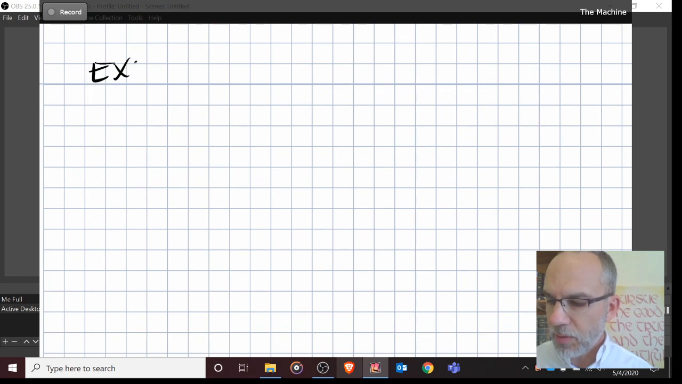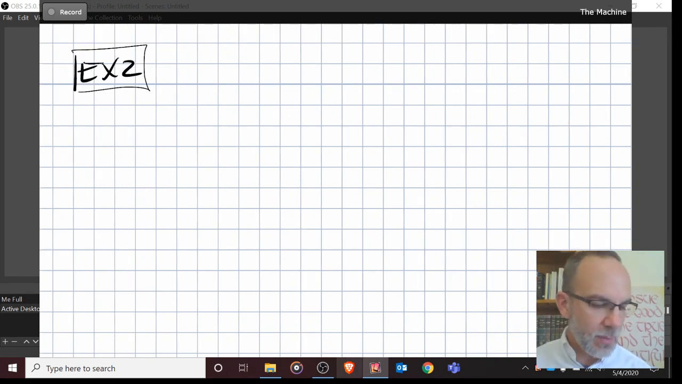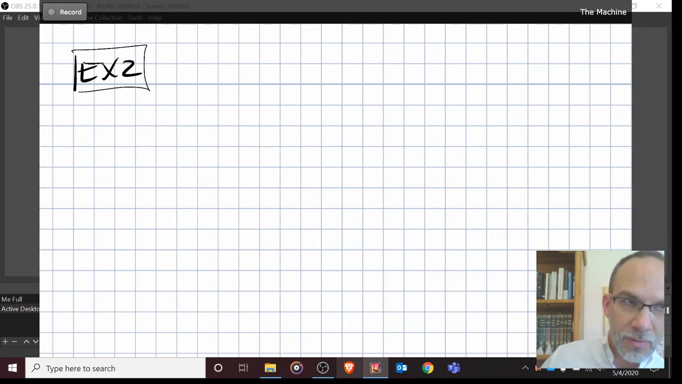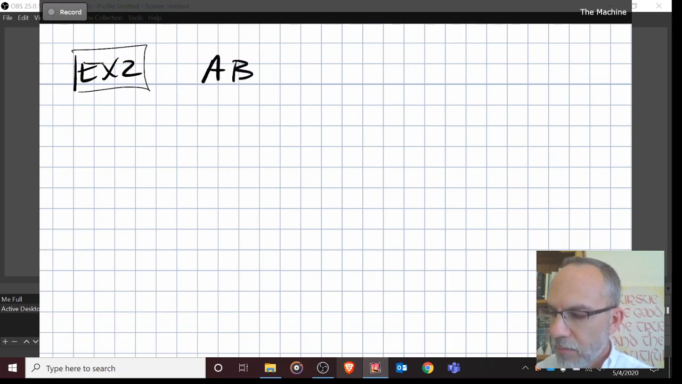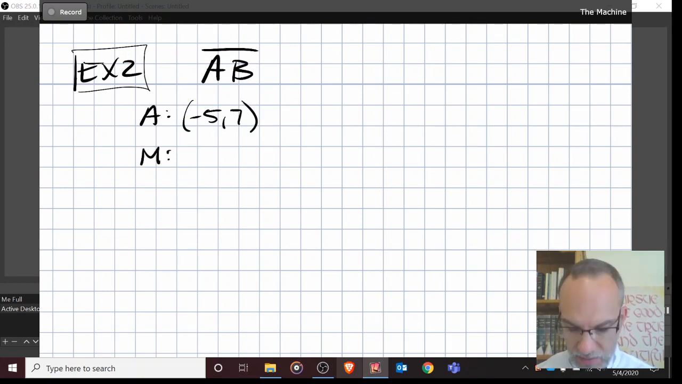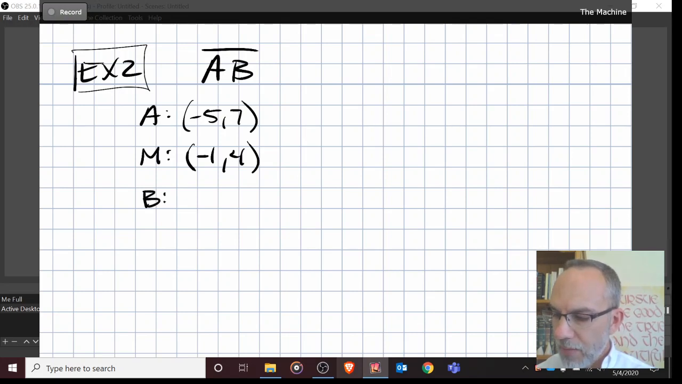Example number 2. Midpoint is so easy, I'm not even going to bother asking you the midpoint between two things, because all you have to do is average them, and that's a 5th or a 6th grade skill. Let's do this. What if I tell you that there's a line segment AB, and A has a point of negative 5, 7, and M is the midpoint of that line segment, and the midpoint is negative 1, 4. And what I want to know is, what are the coordinates of B?